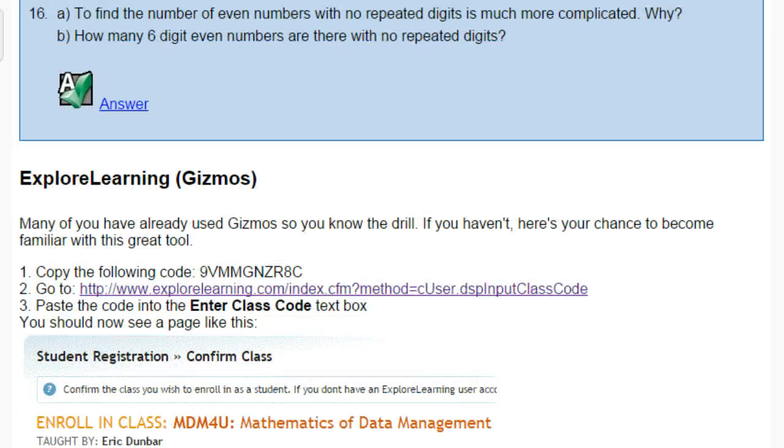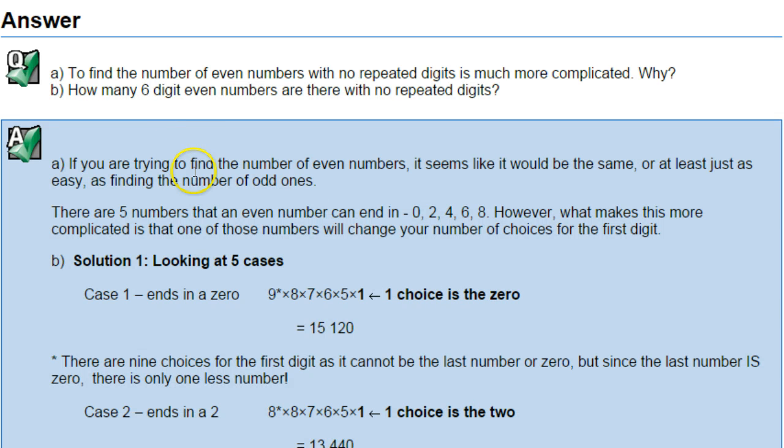So let's try something even more pesky. Finding the number of even numbers where you don't repeat the digits. Why is it more complicated? How many 6-digit even numbers can there be with no repeated digits? So let's take a look at what's going on here.